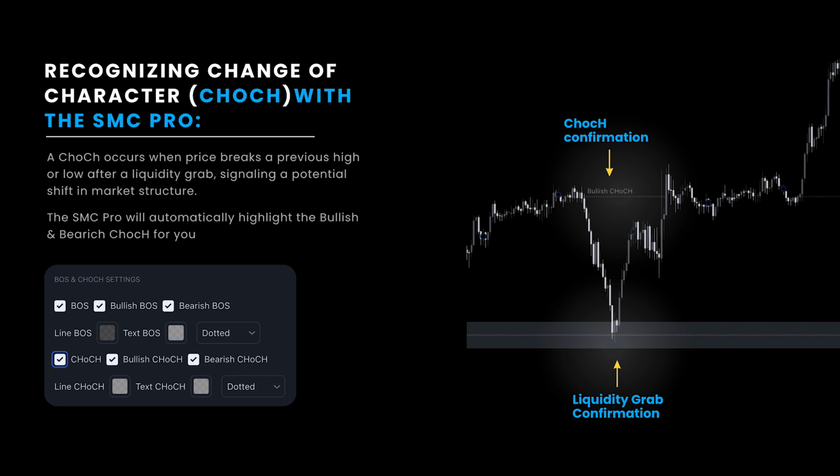The SMC Pro will automatically highlight the bullish and bearish change of character for you. And as you guys can see on the left hand side, bottom left, you're able to turn on and off the change of character. We also have breaker structure for those that utilize breaker structure. You could turn on and off bullish or bearish change of character. So if you only want to focus on bullish change of characters in a bullish trend, you could have that checked, where it shows only bullish change of character.